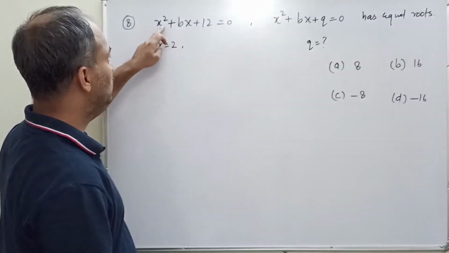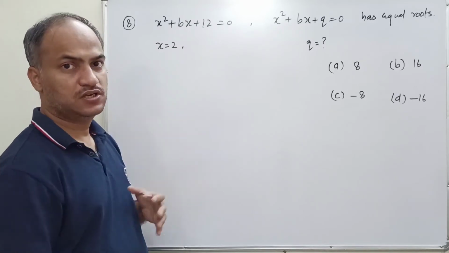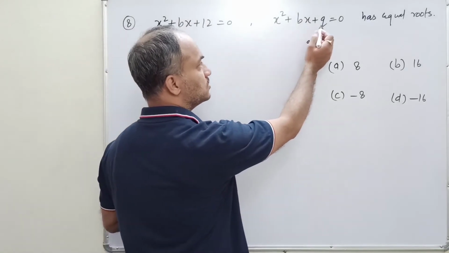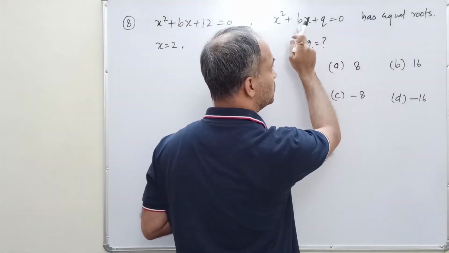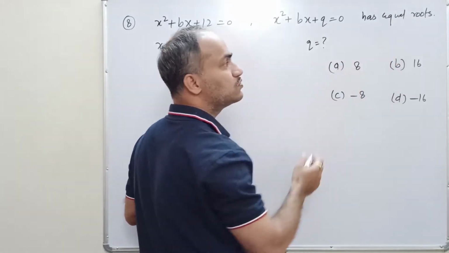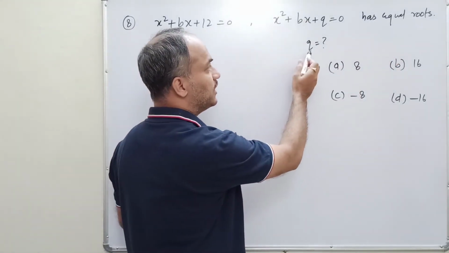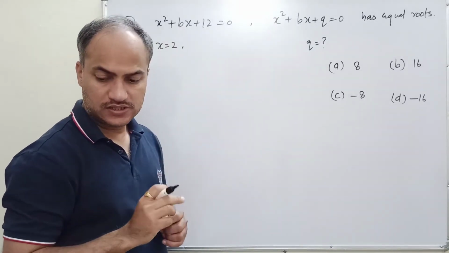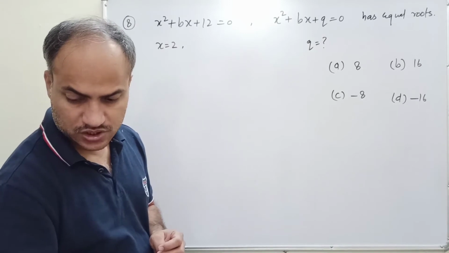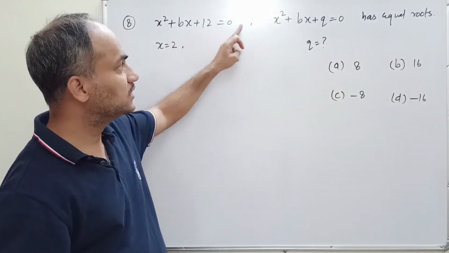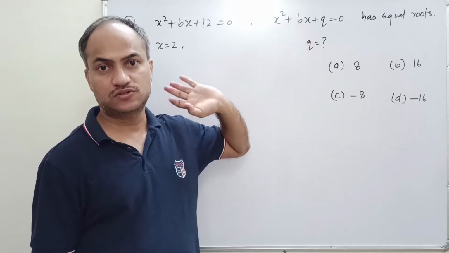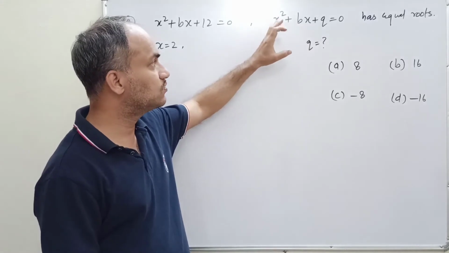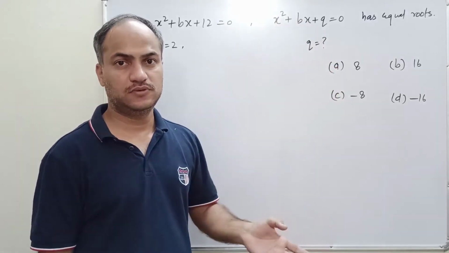In this question, x square plus bx plus 12 is an equation whose one root is given to us and one more equation is given, and for this equation we are given roots are equal. Fine, then we have to find the value of q. The language of this question is a little bit confusing. It is given in such a way that 2 is the root of this equation and this equation has equal roots. So it seems that these two have equal roots, but it is not like that. This equation has equal roots.